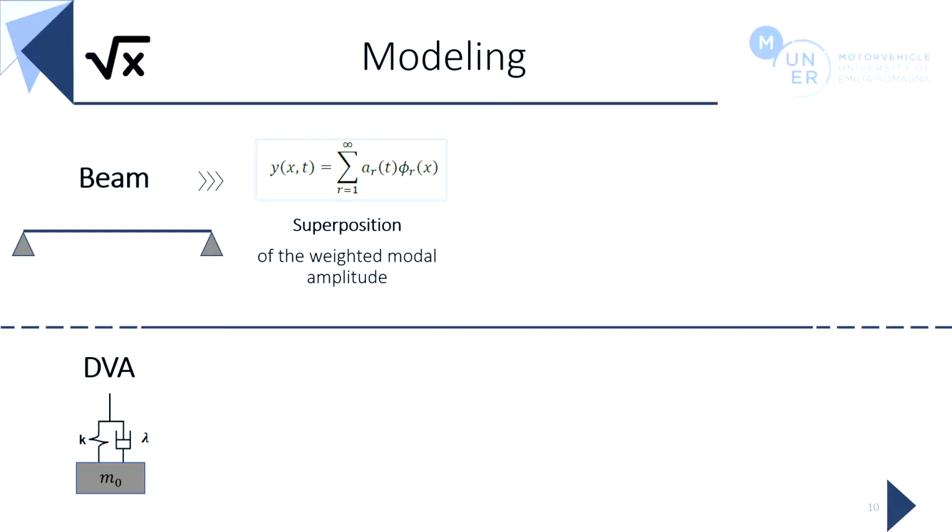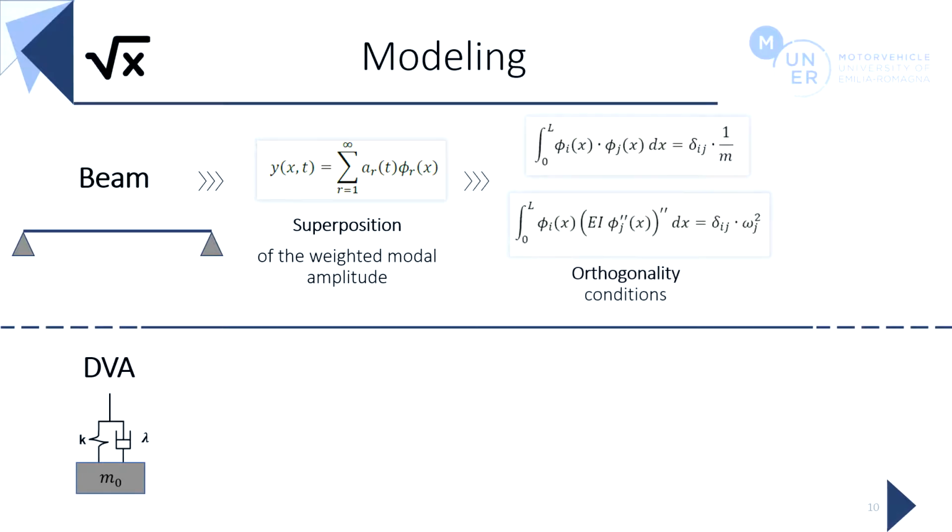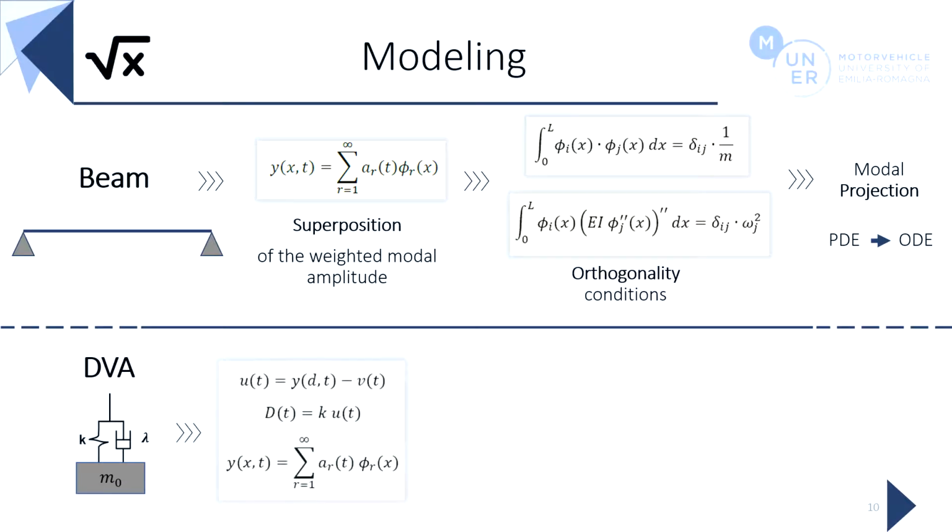After superposition, we lean on the orthogonality properties of eigenfunctions and we merge these properties while applying modal projection in order to achieve a suitable form of ordinary differential equation describing the motion of the bridge. Focusing now on the dVA, the deflection of its spring and damper is equal to the difference between the deflection of the bridge at the point where the dVA is suspended and the motion of the mass.